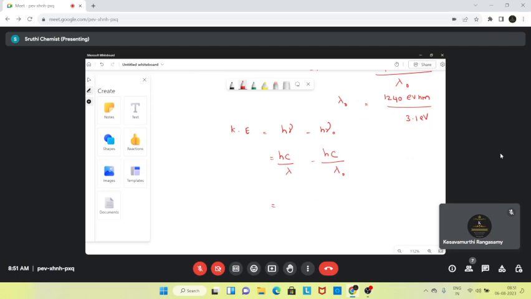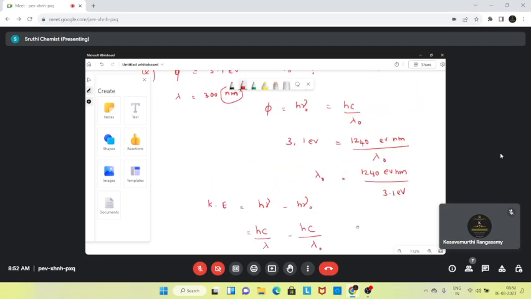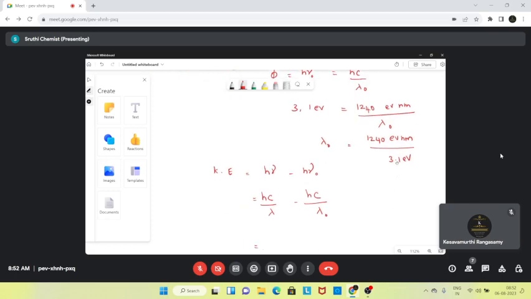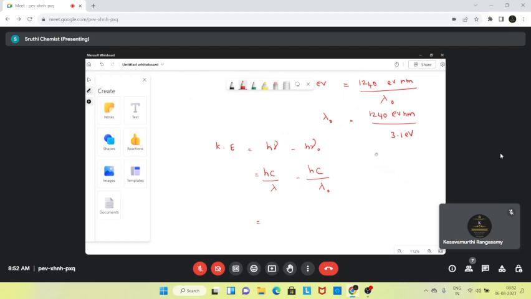Are you people clear in this question? Any doubts? First we find lambda naught by using the work function of the metal. Then once you have found lambda naught, you can use the kinetic energy formula, h nu minus h nu naught. So the lambda naught value I am substituting here, and I will find the kinetic energy.